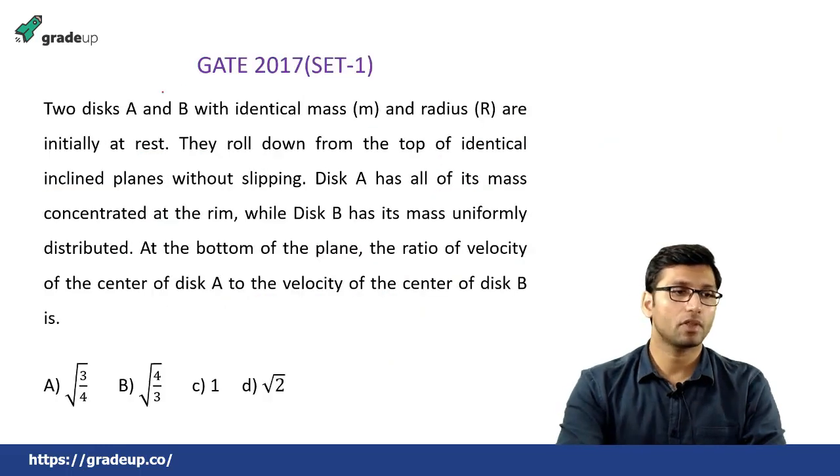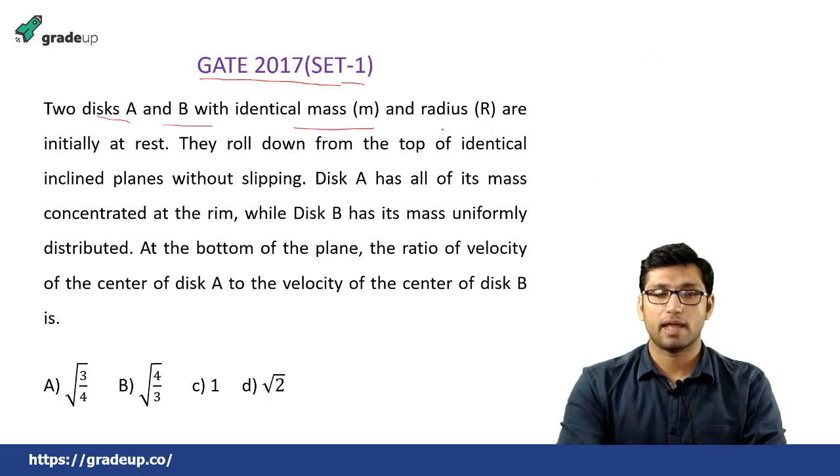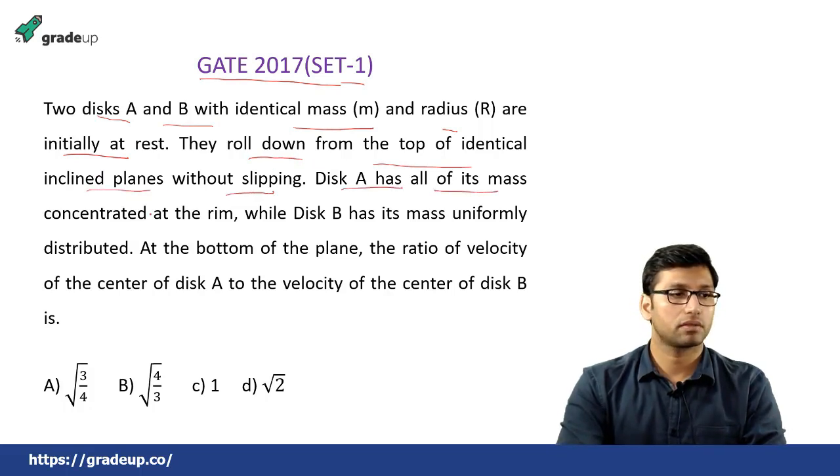Now this is a question from GATE 2017 set 1. In this question it is given that two discs A and B with identical mass m and radius r are initially at rest. They roll down from the top of an identical inclined plane without slipping. Disk A has all of its mass concentrated at the rim, while disk B has its mass uniformly distributed.